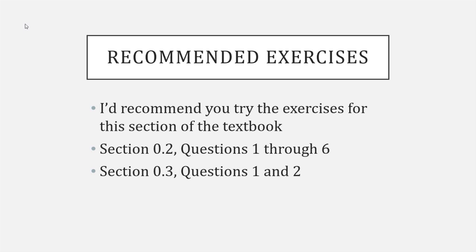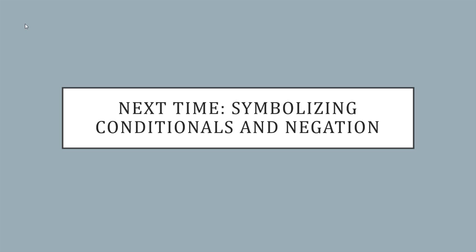Okay, so that's it on things that we're going to ignore or eliminate. There's no graded exercises for this week. I would recommend that you try the following exercises: chapter 0, section 2, questions 1 through 6, and chapter 0, section 3, questions 1 and 2. Try these. There are answers for most or many or all of them at the end of the chapter. And if you have trouble, you can ask on Corpus. So these are just good ways of reinforcing the stuff that we've talked about today about validity and soundness and what those concepts really mean. Okay. So next time we'll do symbolizing conditionals and negation.